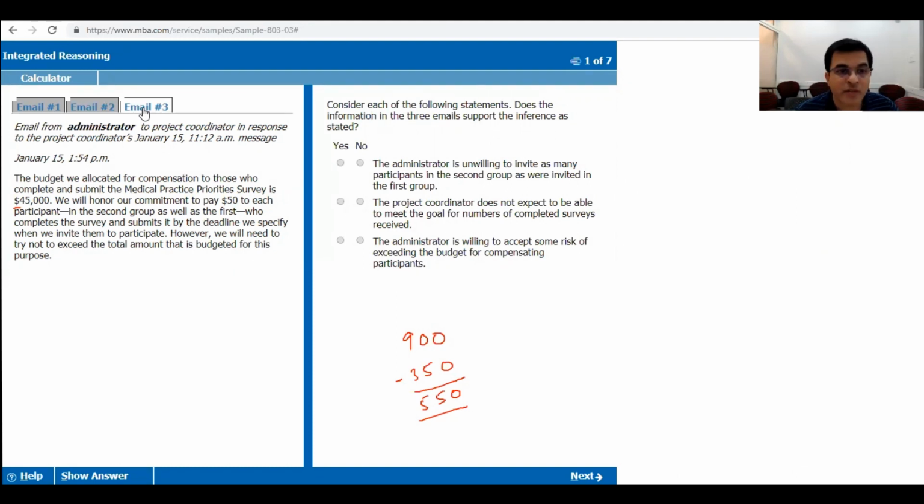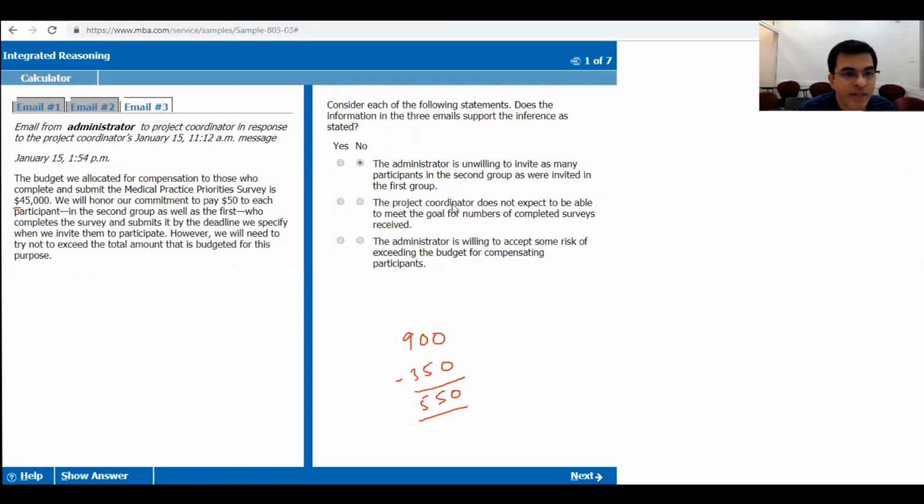Do we get it from the third email? What do you think, yes or no? The admin is unwilling to invite as many in the second as the first. Can you infer such a thing? Yeah, correct. So no is the correct answer because there's no way, on the basis of what will you say that he's unwilling. There's no clue at all. So we have to mark a no for this first sub question. Let's now move on to the second sub question.